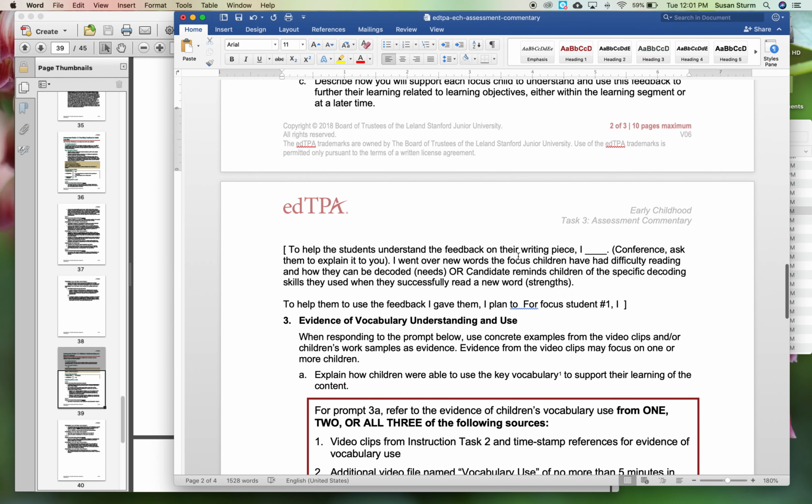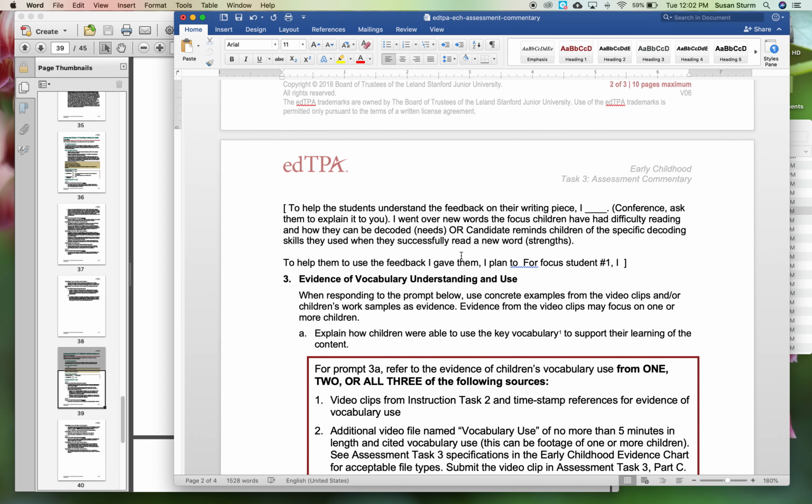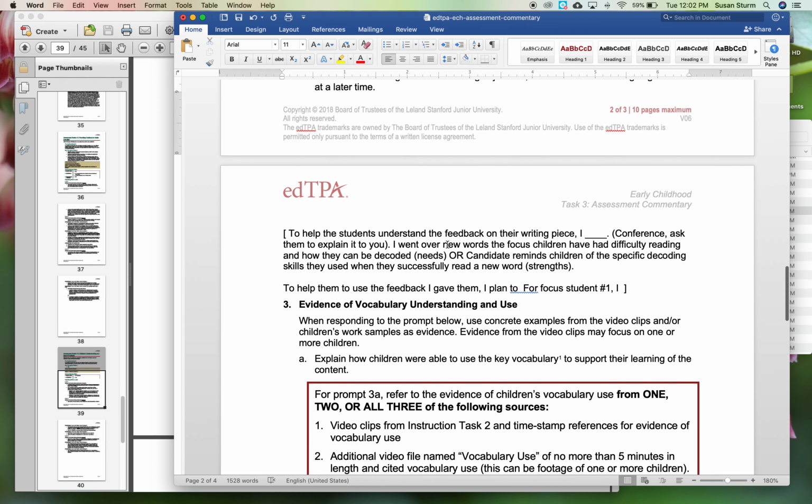So let's say you found a need was that the focus children were unable to use many descriptive words in their writing. So if we're using that as an example, I went over descriptive words that the focus children have had difficulty writing and how they can be encoded, which is what you do when you're writing, to build on their needs.